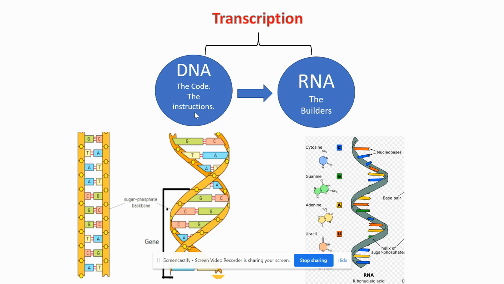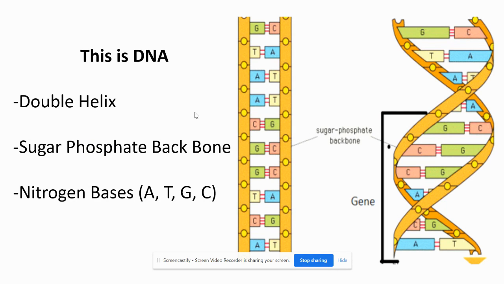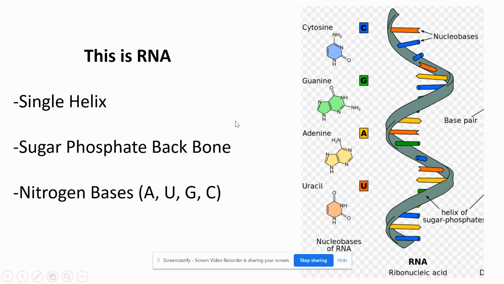So you see on one side DNA, on the other side RNA, and this is DNA. DNA is characterized by the double helix. It has this sugar phosphate backbone and it has nitrogen bases. So you can see the nitrogen bases here with G, which stands for guanine, C stands for cytosine, T stands for thymine, and A stands for adenine. And that's all you need to remember: DNA has a double helix made of a sugar phosphate backbone and nitrogen bases.